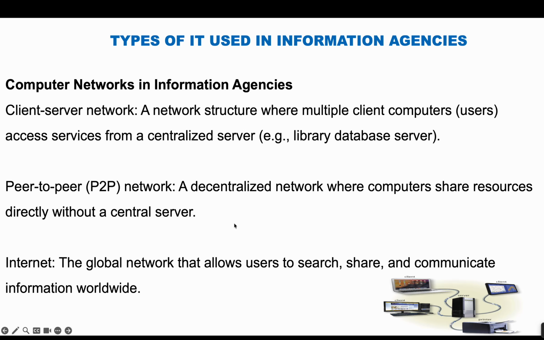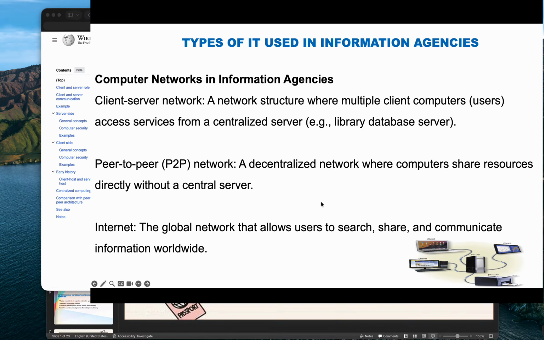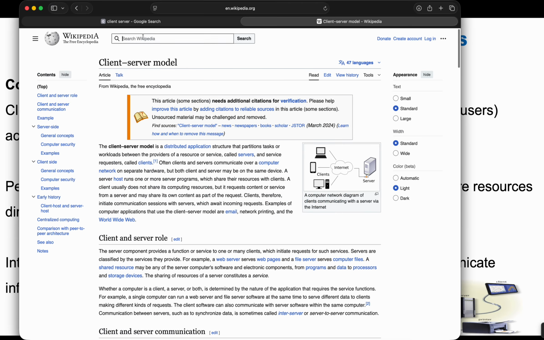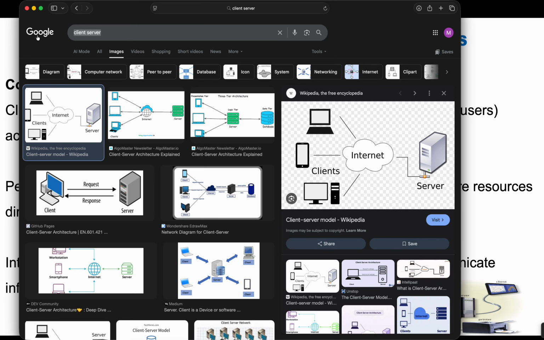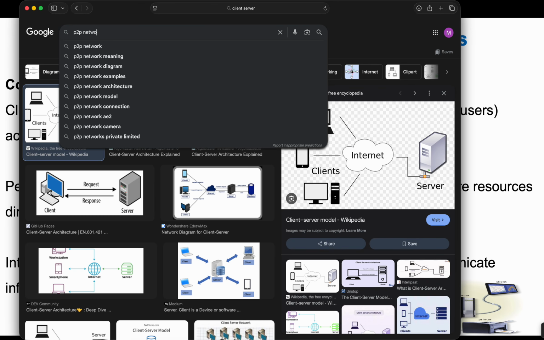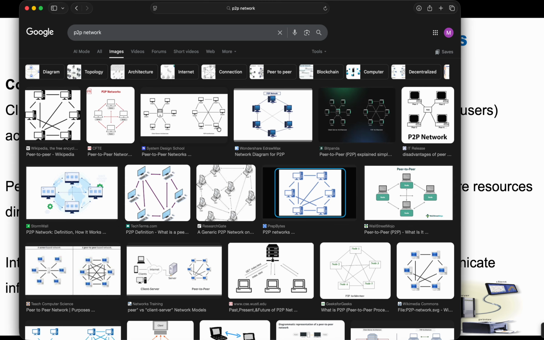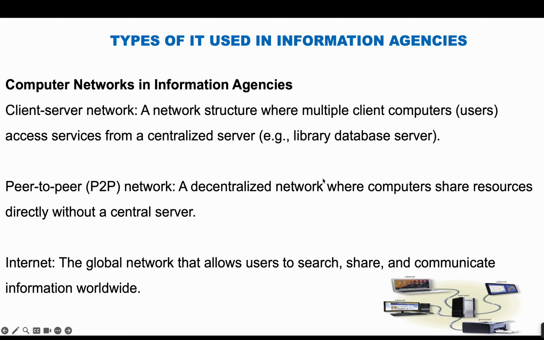Okay, and also there is the peer-to-peer network, or we call it P2P, a decentralized network where computers share resources without needing servers. For example, in a P2P network, we use computer to computer to serve each other. We are not using a centralized server. And the internet is the global network that allows you to search, share, and communicate information worldwide.